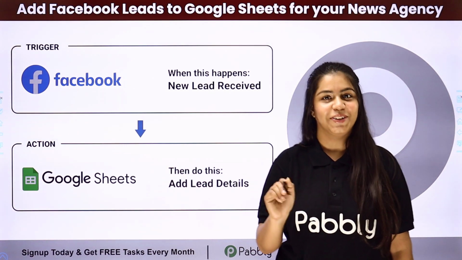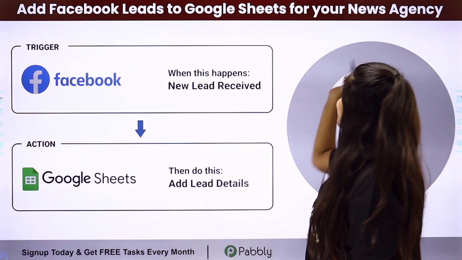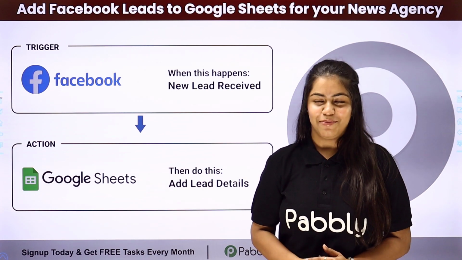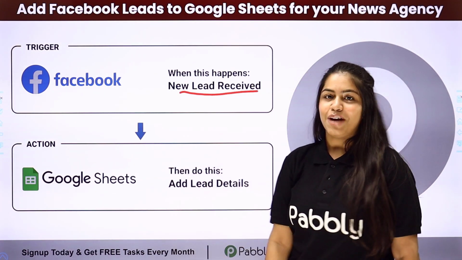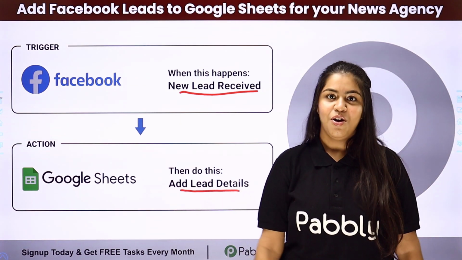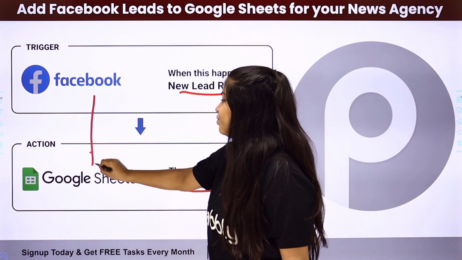The title of our today's video is How to Add Facebook Leads to Google Sheets for Your News Agency. So I'm running a news agency, and to promote my agency I'm running lead ads, and I wish that whenever I receive a new lead, automatically the details of that lead should be added to my Google Sheets too. For this we have to create an integration between Facebook and Google Sheets.